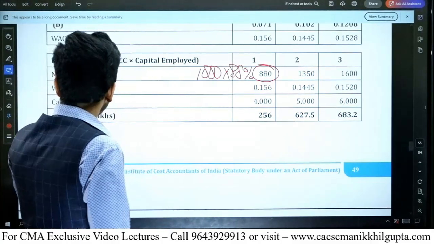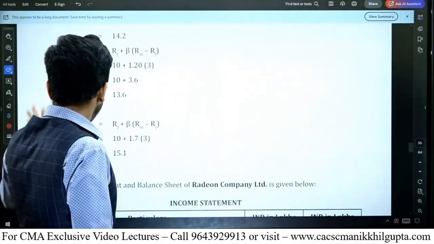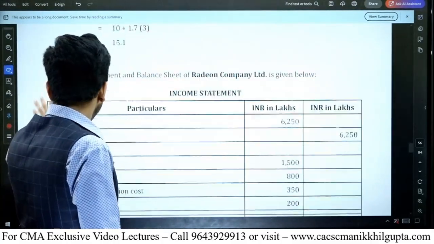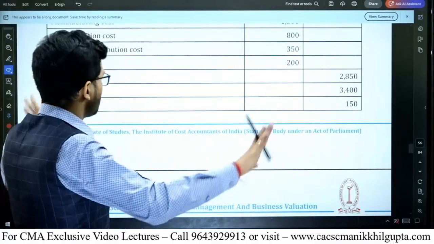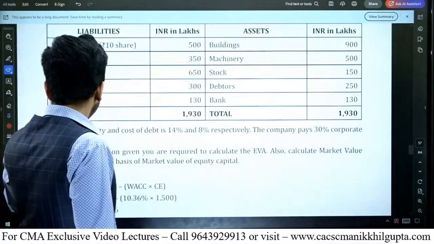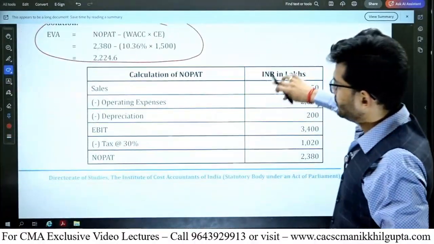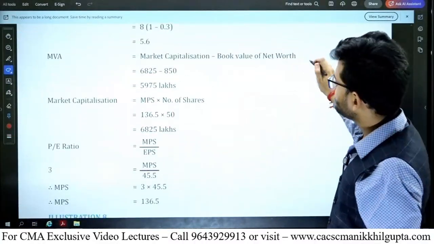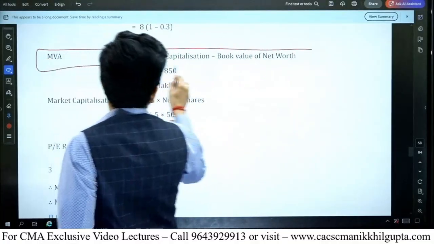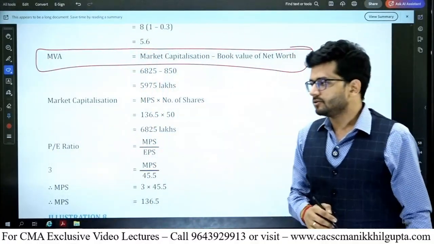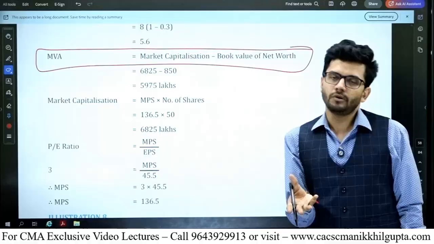Okay, so got it. Illustration number 7, again EVA and MVA related question. EVA and MVA is required to be calculated. No complexity in the question at all. No complexity, guys. EVA formula, straightforward application. Okay. MVA formula, straightforward application.